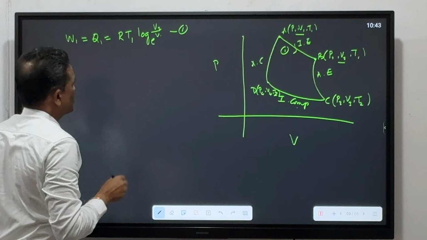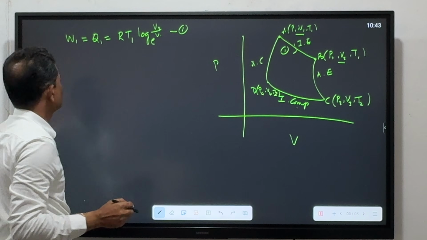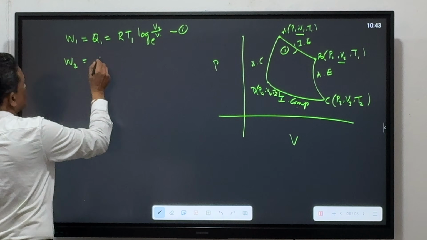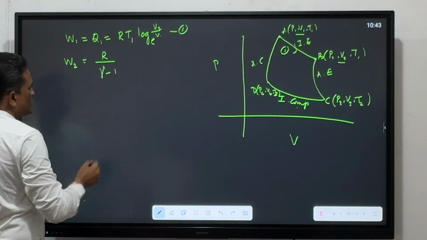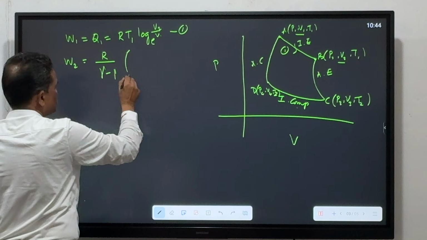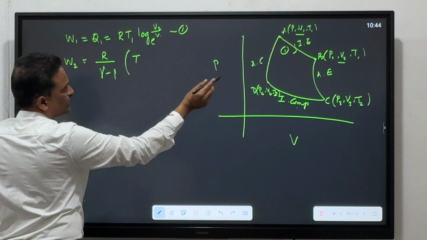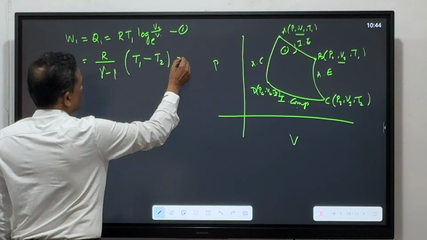Next, in the second case, we are doing adiabatic expansion. The work done in adiabatic expansion is given by R by gamma minus 1, where gamma is Cp by Cv, R is the gas constant, into T going from T1 to T2, so T1 minus T2. This is equation number 2.